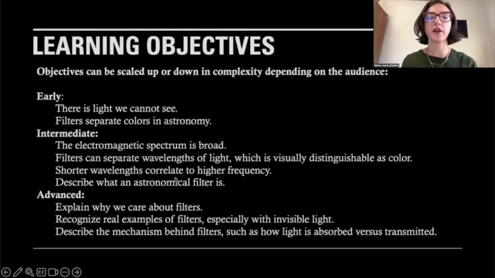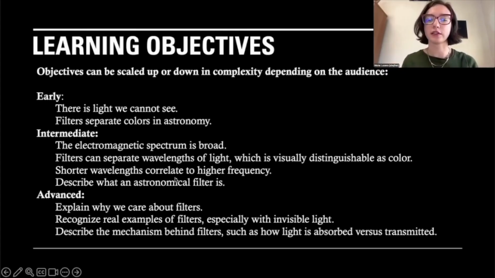A lot of progress has been made with the Musical Filters project, and we aim to make accessible lesson plans to accompany this demonstration. We want the project to be suitable for all ages, so our lesson objectives are scalable depending on the age group or the level of the students you're working with. For example, early learners would not be expected to understand complex wave mechanics and differential equations. However, we introduce them to the idea of invisible light, or that filters separate colors of the rainbow.